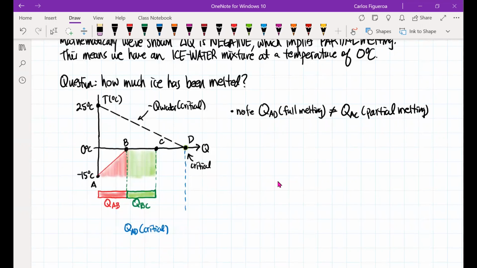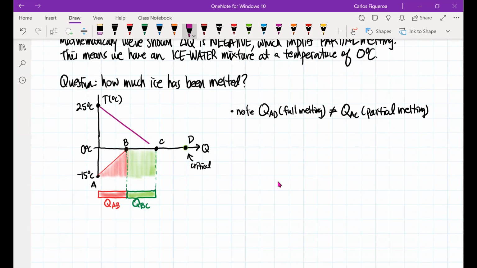So I've got to take QAD out of my picture here. Now I'm going to take this guy out of here. So now what I'm seeing is that I now have the heat of the water. So we know that we now have partial melting, right? So this now is minus Q of the water. And we know that it only comes this far, right? This is Q of the water.